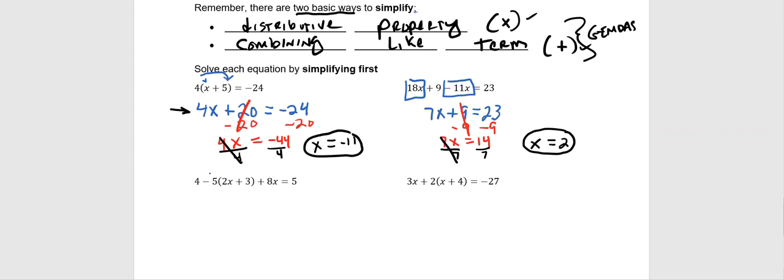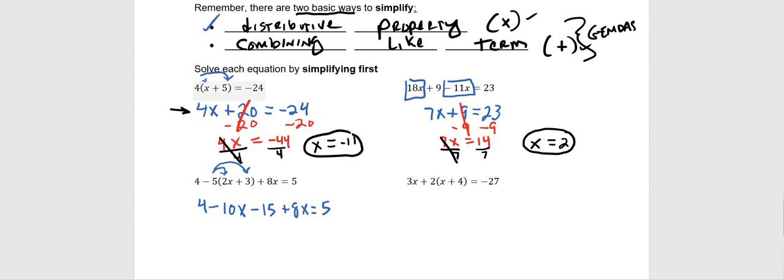So I need to see that there's a negative 5 directly outside. So negative 5 times 2x, negative 5 times 3. So that will give me 4. 4 trickles down, minus negative 5 times 2x, minus 10x. Negative 5 times 3, that's going to give me minus 15, plus 8x equals 5. So I took care of the distributive property.